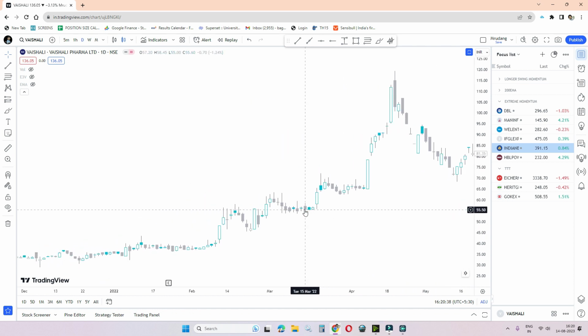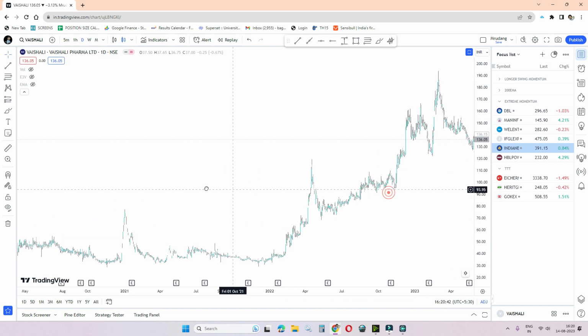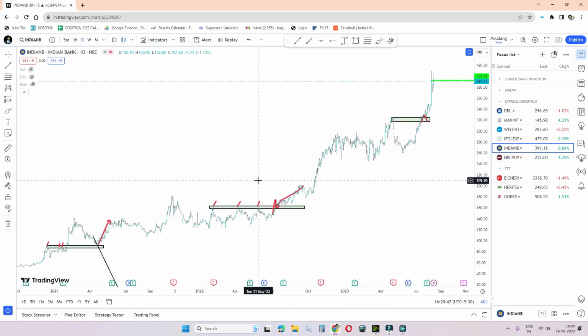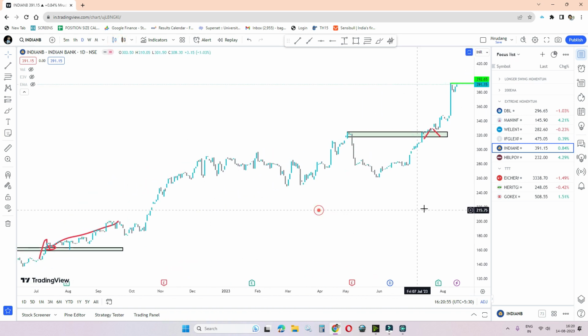So it can form without any market direction also. But I trade with the trend, so I usually don't trade without it. I don't trade stocks which do not have momentum, because stocks with momentum are the best stocks to trade.